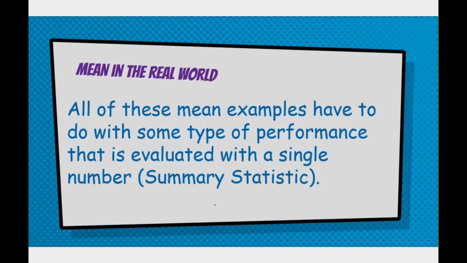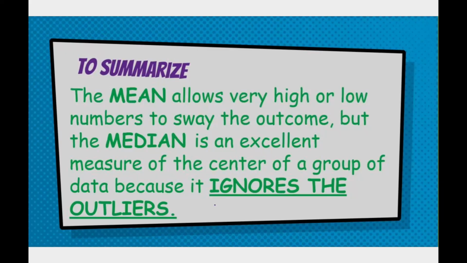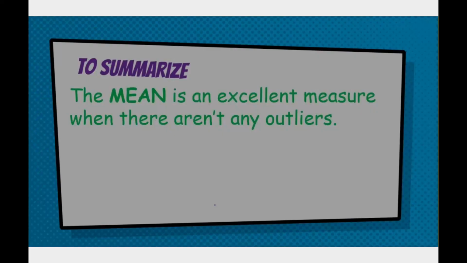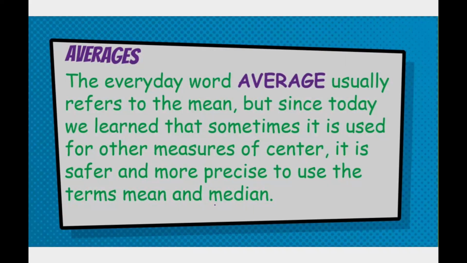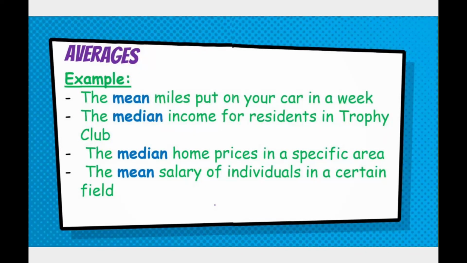All of these examples have to do with some type of performance that is evaluated with a single number called a summary statistic. So to summarize, the mean allows very high or low numbers to sway the outcome, but the median is an excellent measure of center of a group of data because it ignores outliers. The mean is also an excellent measure of center when there aren't any outliers. The everyday word average usually refers to the mean, but since today we learned that sometimes other measures of center are useful, it's safer and more precise to use the terms mean and median rather than average.